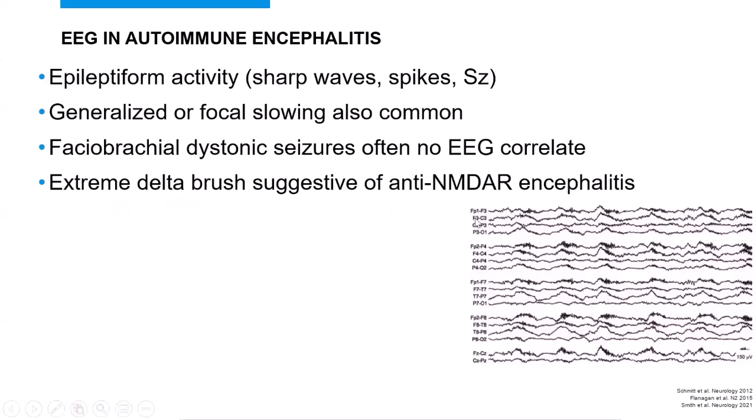Extreme delta brush is a pattern where we can see these slow waves with superimposed beta waves on top of each slow wave, which has been titled the delta brush, and can be seen with anti-NMDA receptor encephalitis, although it can sometimes be seen with other conditions. But if you see that, you want to think at least about NMDA receptor encephalitis.